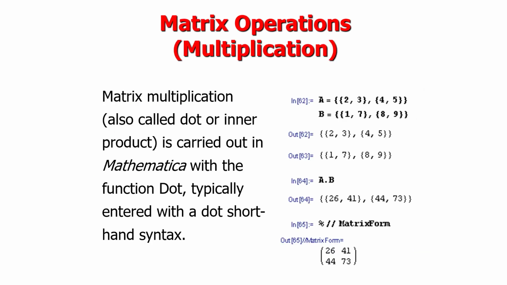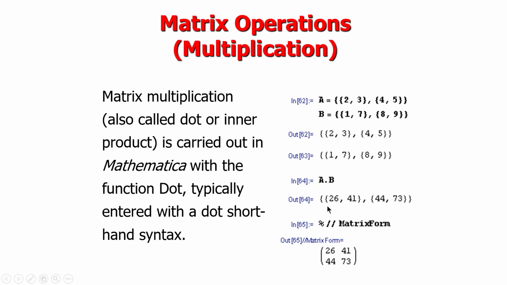Similarly, mathematical operations can be used, right? For matrix multiplication, we use a simple dot. You can see if we define here the two matrices, and you are interested in finding the multiplication of A and B, then all you need to do is A dot B. It will give you the answer.